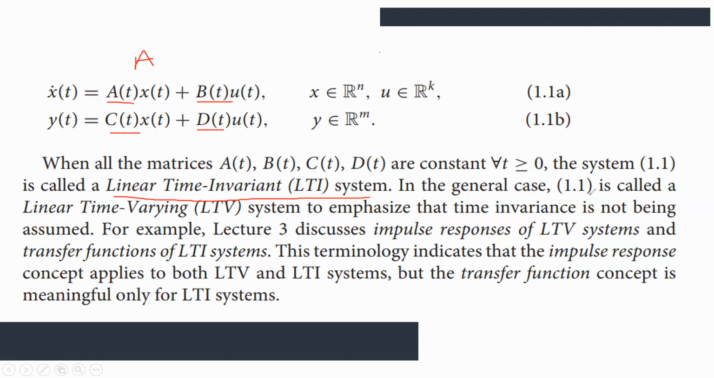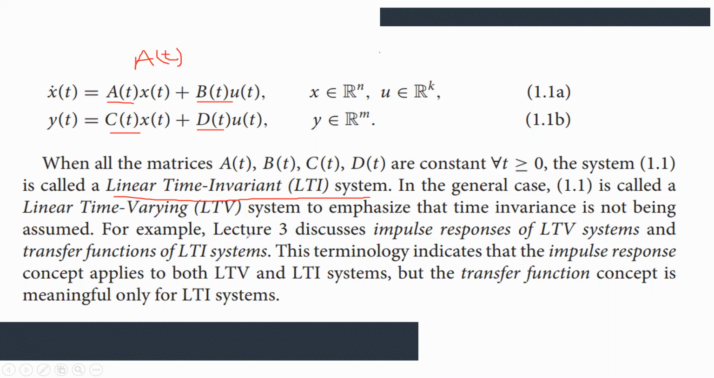In the general case, 1.1 is called a linear time varying system to emphasize that time invariance is not being assumed. तो उस सूरत में जब ये time पर भी depend करता है, then the system is a general system and we say it is a time varying system.